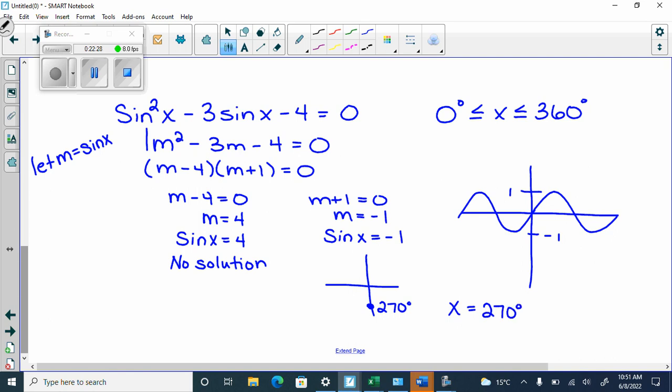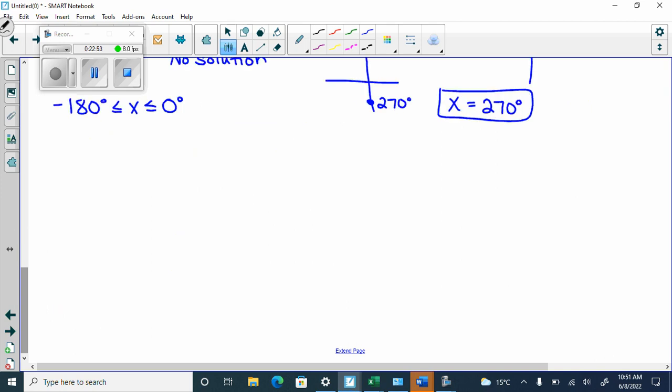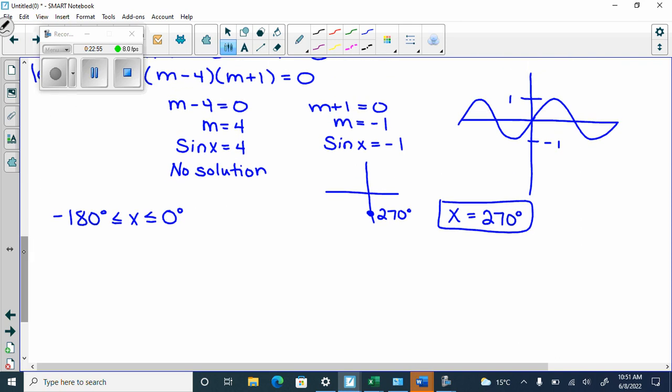Now, how do they amp it up? How do they make it a bit harder? Instead of it being from 0 to 360, they might restrict your domain to something different. They might go -180. So if it was 0 to 360, this would be the answer. But what happens if I go -180 is less than or equal to x is less than or equal to 0? I would do nothing different. I would find everything exactly the same, and then I would just find its coterminal that fits.